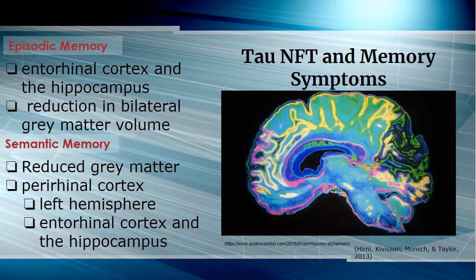Similarly, reduced gray matter volume in the medial parahippocampal cortex, which is associated with semantic memory, is related to poor semantic memory performance, but only when the reduction is on the left side and in conjunction with gray matter volume reduction in the entorhinal cortex and hippocampus.